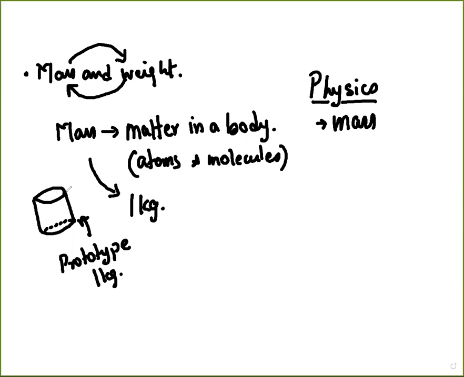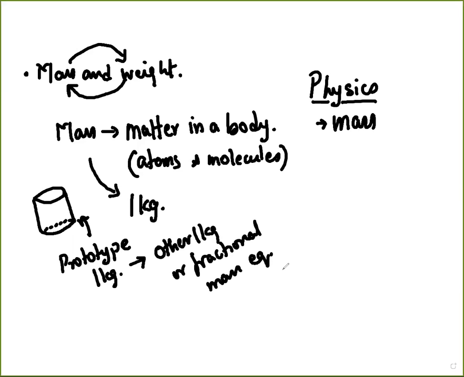So the temperature variation is not much, humidity variation is not much, and so on. So it's climate controlled. And using that prototype 1 kg, they can make other comparative masses, other 1 kg or fractional mass equivalents. And using those mass equivalents, I think every country can get one made from the prototype, and using that they can create other kinds of weights and measures. That belongs to a department of government called weights and measures. So that is about mass.